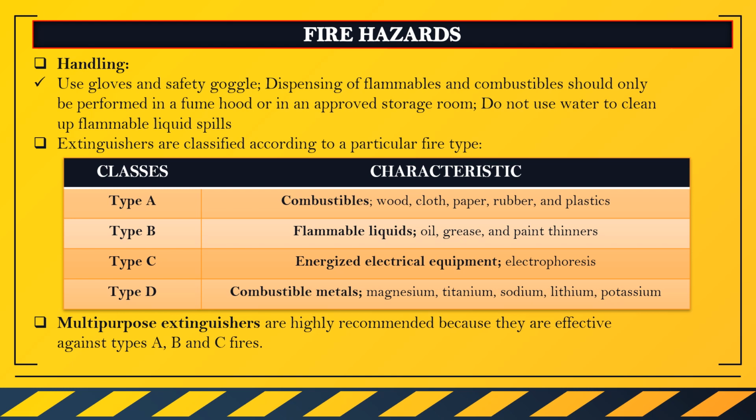Type C, we have energized electrical equipment like electrophoresis. And type D, combustible metals such as magnesium, titanium, sodium, lithium, and potassium. So, multi-purpose extinguishers are highly recommended because they are effective against types A, B, and C fires.